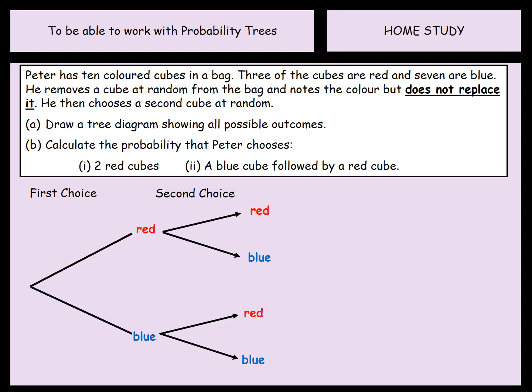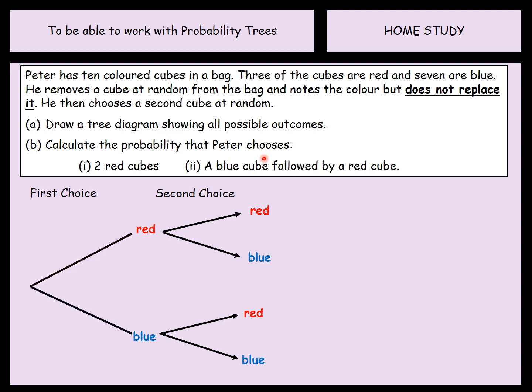Okay, second example then. Peter has 10 coloured cubes in a bag. 3 of the cubes are red and 7 are blue. He removes a cube at random from the bag, notes the colour but does not replace it. He then chooses a second cube at random. Draw a tree diagram showing all possible outcomes and then calculate probabilities of various things afterwards.